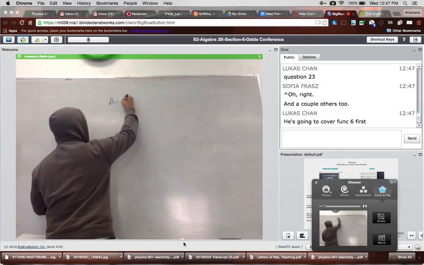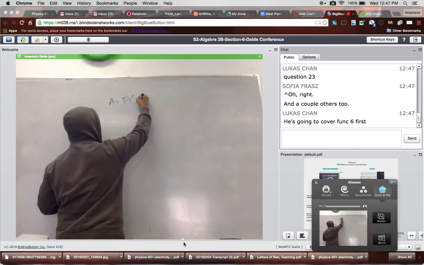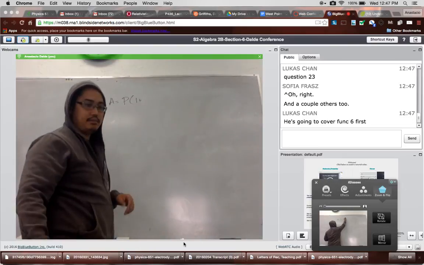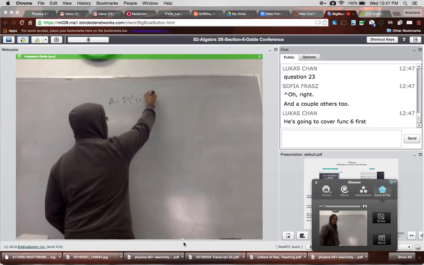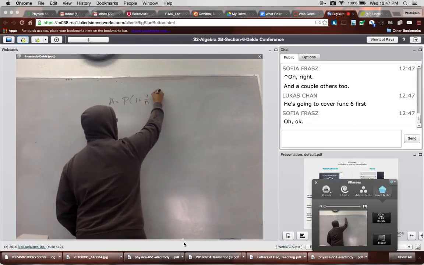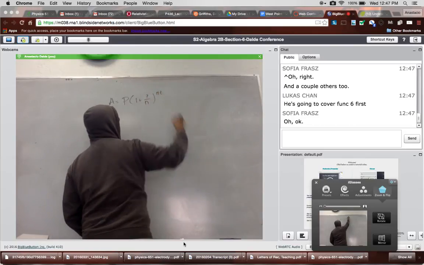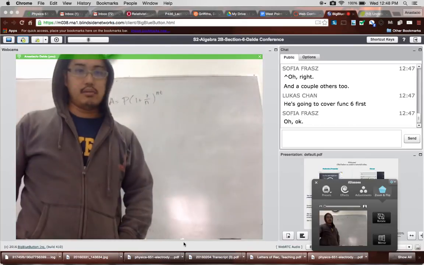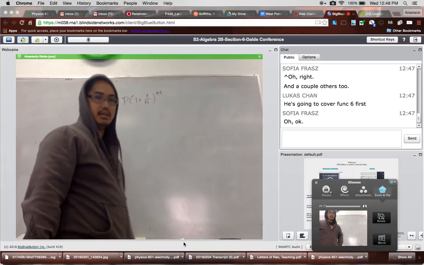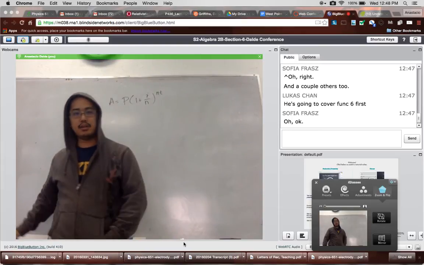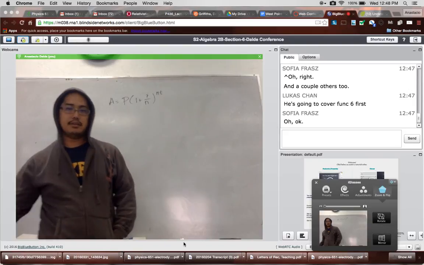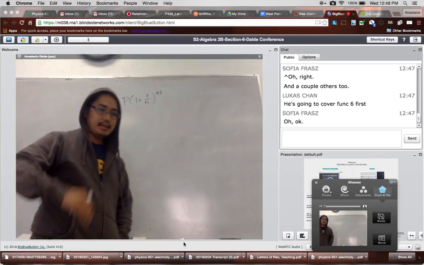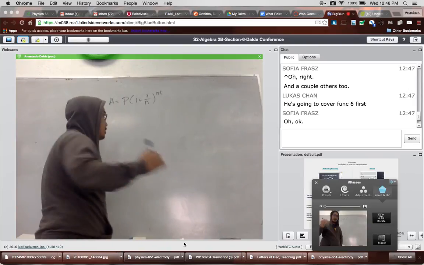A equals P times 1 plus I over N, to the NT. Cool? Write that down. A equals P times 1 plus I over N to the NT. And this is your compound interest formula.